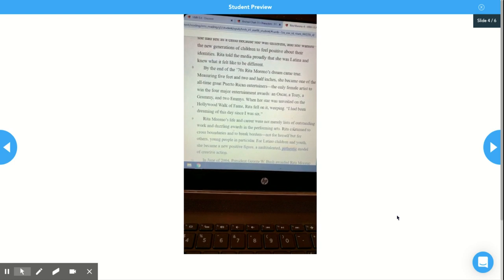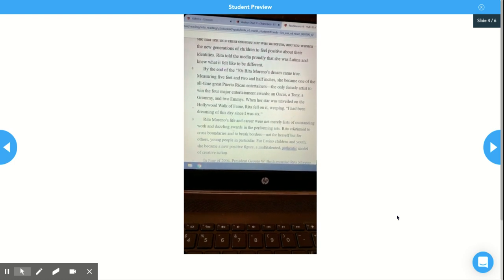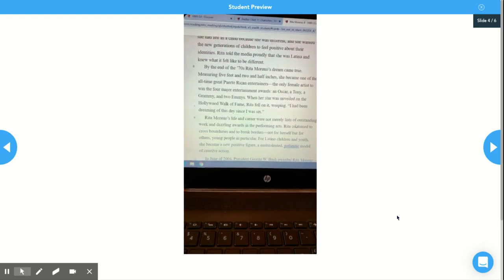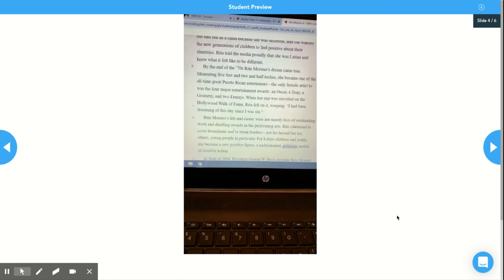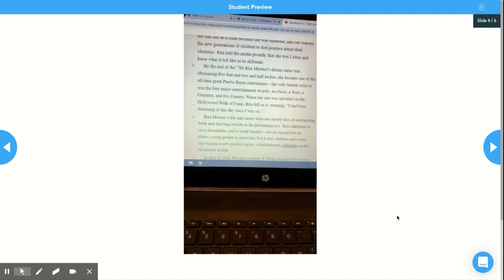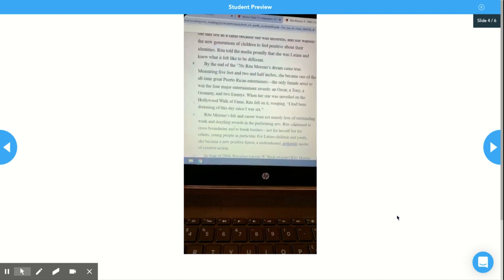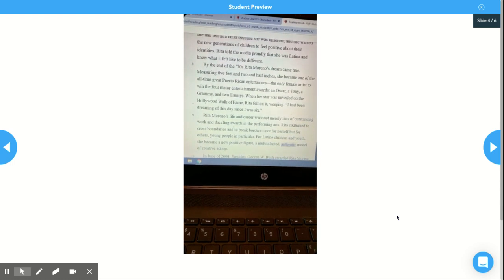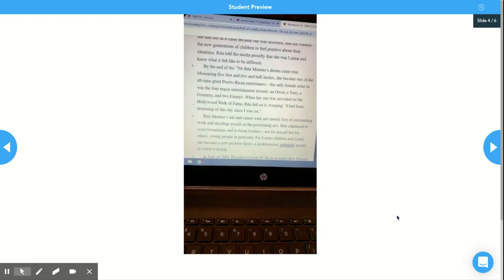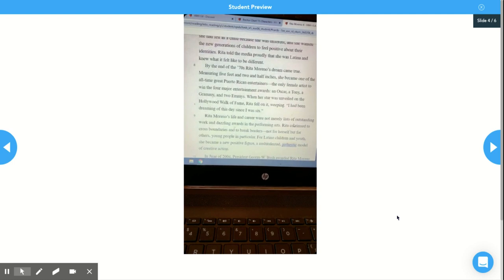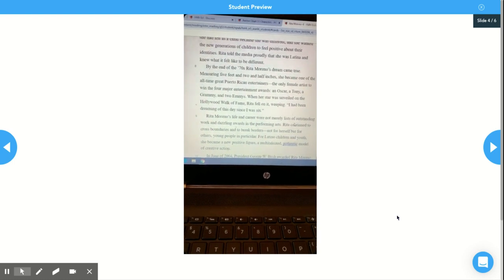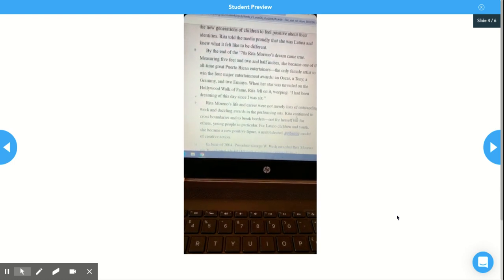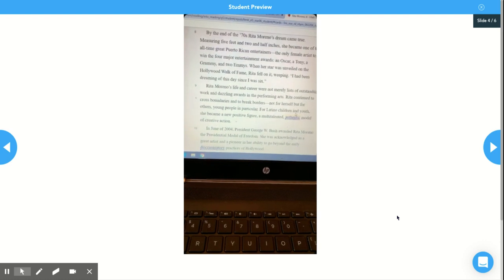Rita Moreno's life and career were not merely lists of outstanding work and dazzling awards in the performing arts. Rita continued to cross boundaries and to break borders, not for herself, but for others, young people in particular. For Latino children and youth, she became a new positive figure, a multi talented, authentic model of creative action.